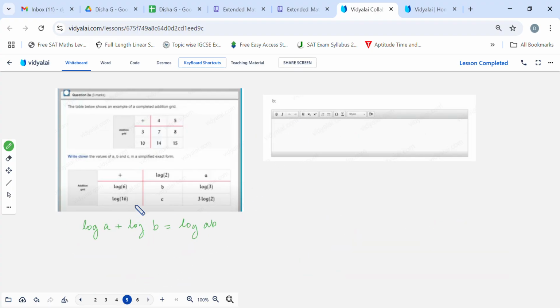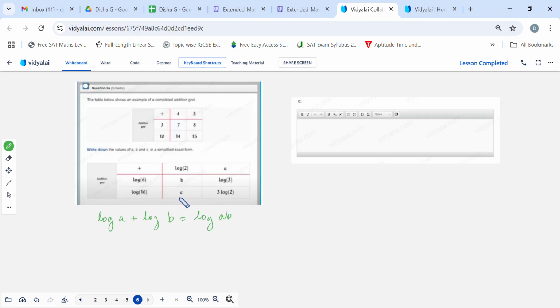Now to find B, we know that log 2 plus log 6 is B. Log 2 plus log 6. Now we know log A plus log B is log AB. So this is log 2 into 6, which is log 12. So B is log 12. Similarly, to find C, we know that log 2 plus log 16 is C. So C is log 2 plus log 16, which is same as log 2 into 16, which is log 32. So C is log 32.